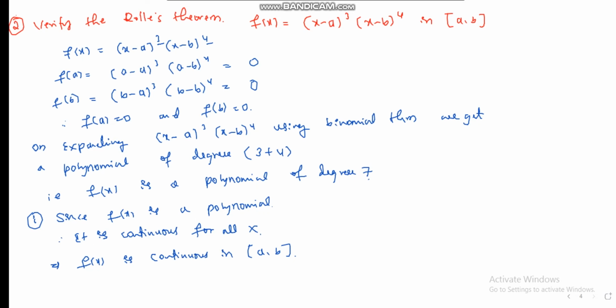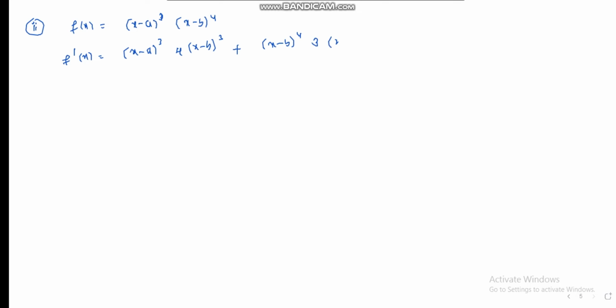The second condition is that it is a differentiable function. First we write f of x is equal to (x minus a) whole cubed into (x minus b) whole raised to 4. Now f dash of x, using u into v: the first function (x minus a) whole cube as it is, times the derivative of (x minus b) to the 4, which is 4 into (x minus b) whole cube. Plus the second function (x minus b) to the 4 as it is, times the derivative of the first function, which is 3 into (x minus a) whole square.